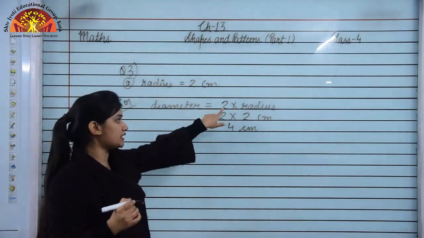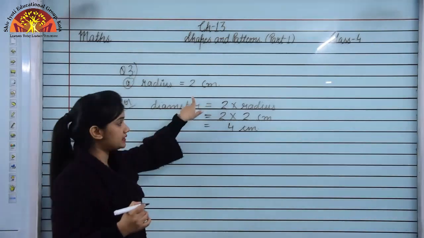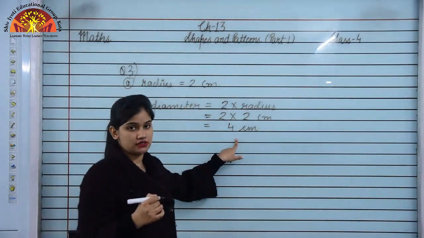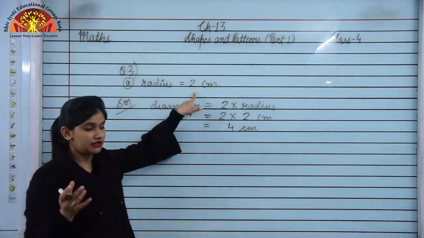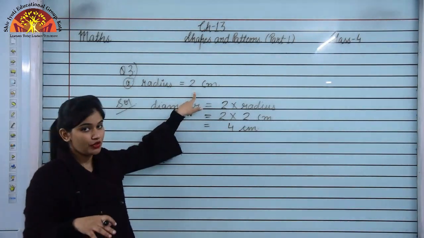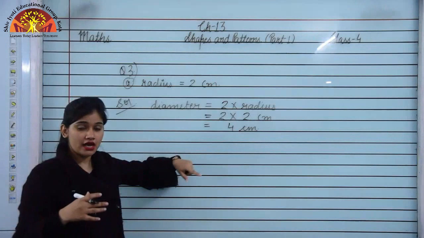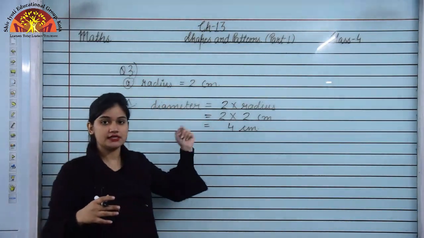How many centimeters is the radius? 2 centimeter, then diameter will be 4 centimeter. In this way students, if we have radius of 5 centimeter, then diameter will be 10 centimeter. Okay, in this way you can find the diameter when you have the radius in the question.